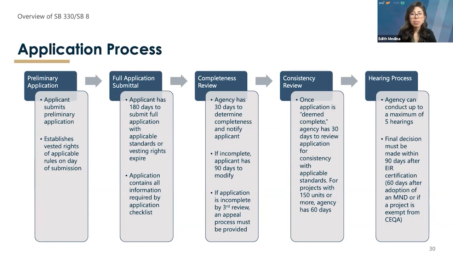If the application is deemed complete and complies with applicable standards, then you can move on to the next step to conduct the hearings, up to a maximum of 5 hearings. If the project is not approved, then the application is subject to judicial review, as outlined in the Housing Accountability Act. And when projects are approved, they have to begin construction within 2.5 years following the date of the final approval.